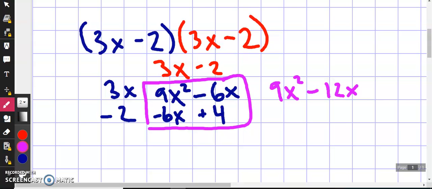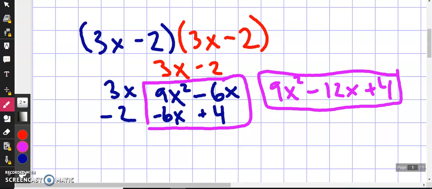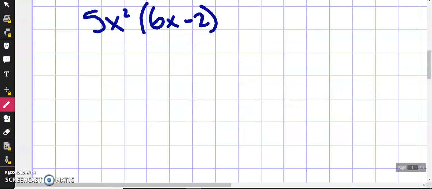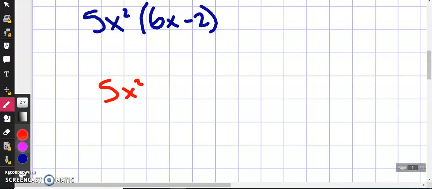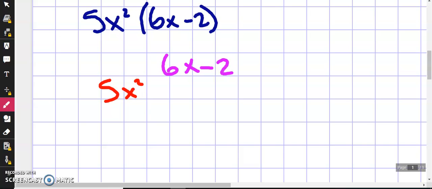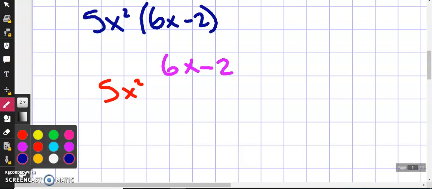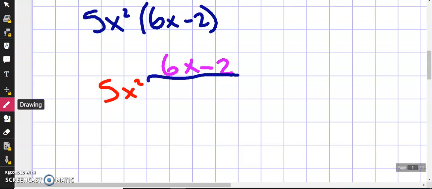And then finally, the plus 4 is the only number by itself, so we will just bring that guy out. So in this example, even though I only have one term outside the parentheses, I can still set it up in the same way. So I'll bring my 5x squared down, leave my 6x minus 2 on top, and then make a little box that's only going to have one row.